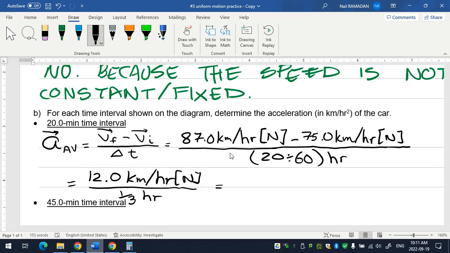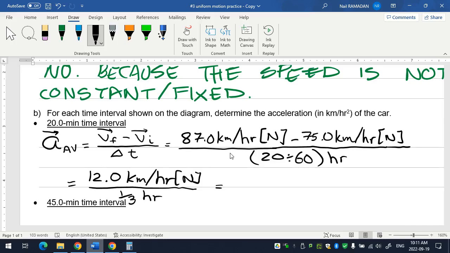So my question to you is, if you cancel the hours, what only remains? Can you measure acceleration in just pure kilometers? What can you only measure using kilometers? Things like distance, displacement, position. What is the unit for acceleration? Kilometers per hour. So even though it might look like it cancels, we know it doesn't because of the double division. So don't even bother showing me any unit work. Just write the unit at the end.